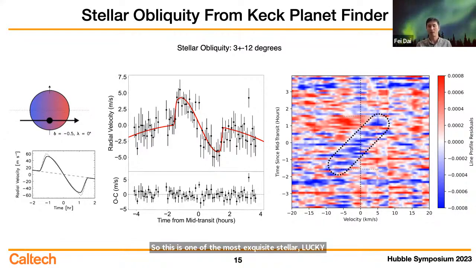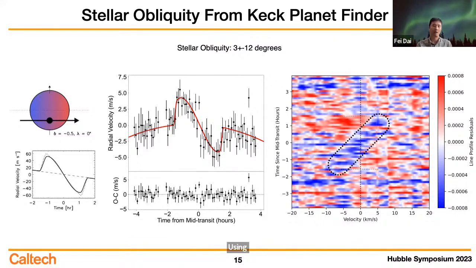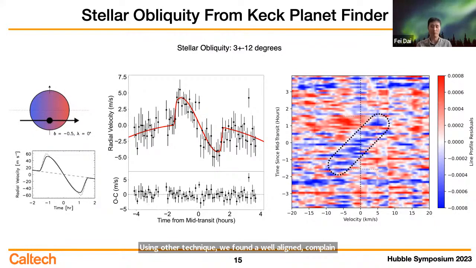Using either technique, we found a well-aligned coplanar orbital architecture for this system. The misalignment is no more than a few degrees, which reveals a dynamically quiet evolution history for this system, one that probably does not involve a violent event such as a giant impact collision.